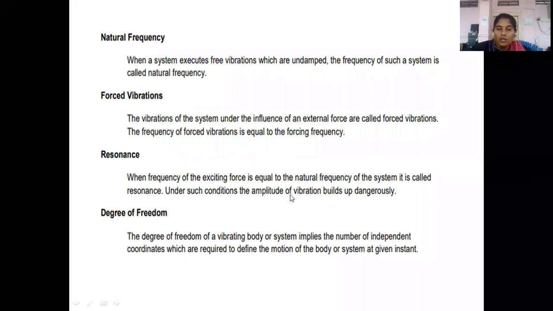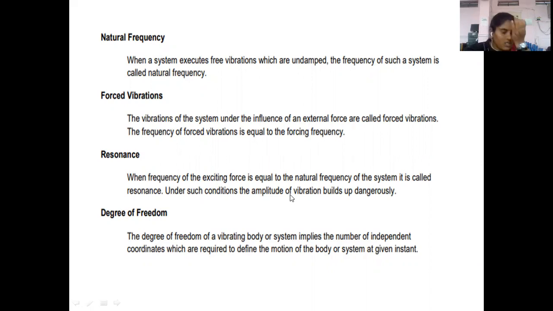Degrees of freedom, we already know. Degrees of freedom is the number of independent coordinates by which we can define the complete position of all parts of the body in the system. That is degrees of freedom.